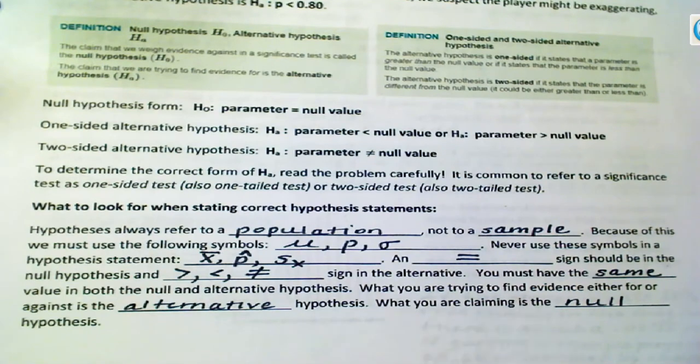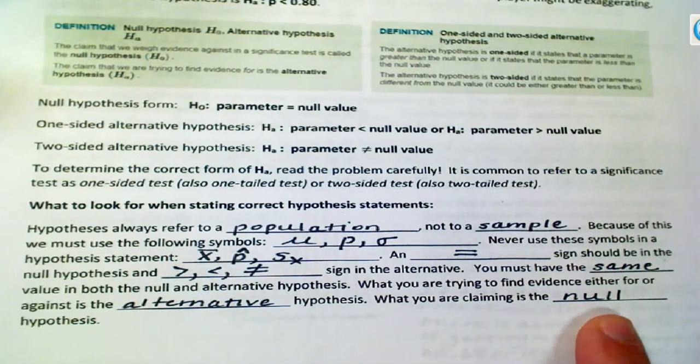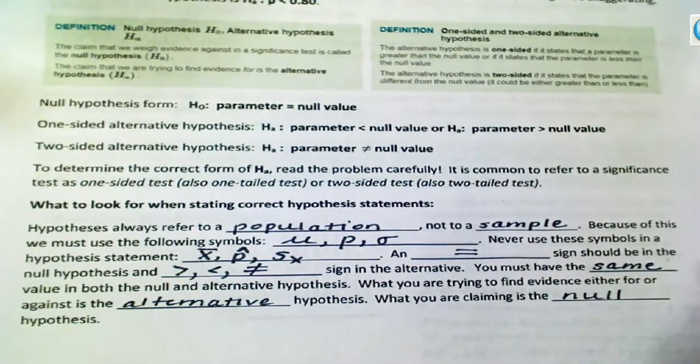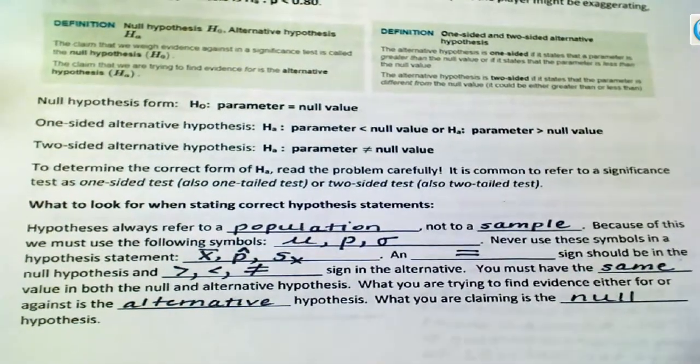What you are trying to find evidence either for or against is the alternative hypothesis. What you're claiming is the null hypothesis, okay? So the claim is the null, and then what you're trying to find evidence either for or against is the alternative. So we're going to go through and practice writing out some of these statements so you guys feel comfortable with it.